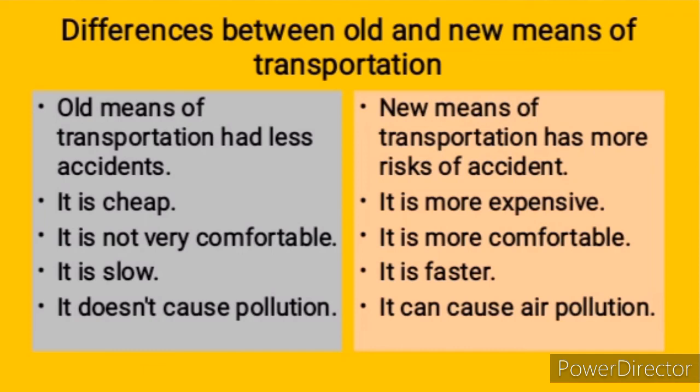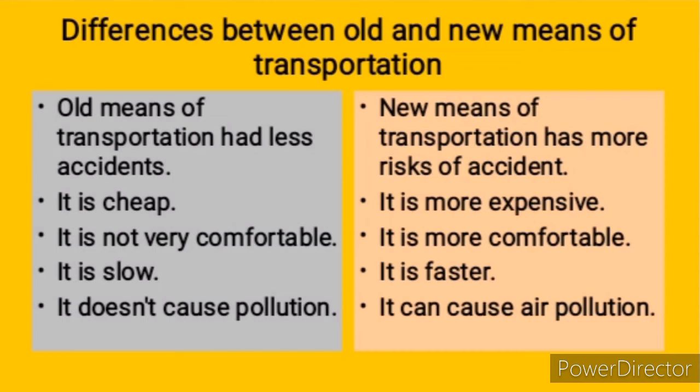The second difference is that the old means of transportation is cheap, while the new means of transportation is expensive. The third difference is that the old means of transportation is not very comfortable. Imagine having to ride on a horse. You need a lot of strength to do that. Or imagine having to trek a long distance. You'd be very tired when you get to where you're going. But the new means of transportation is comfortable.